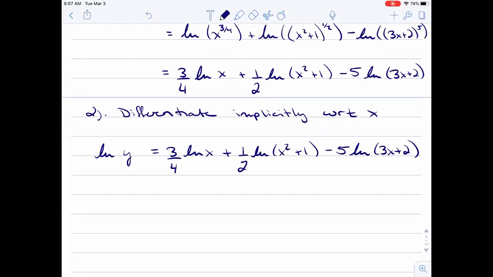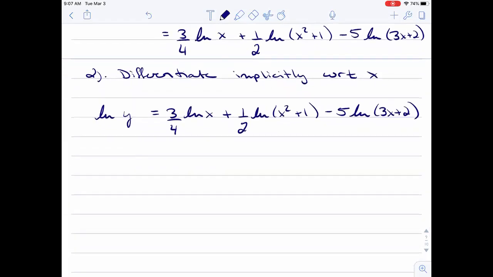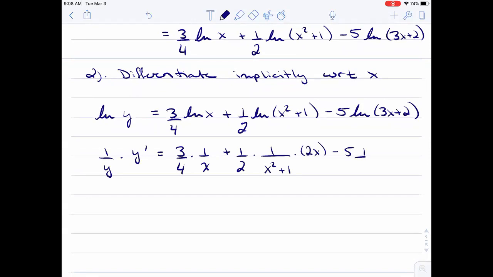If I differentiate with respect to x, right, remembering that y is a function of x, then I get 1 over y times y prime is 3 over 4 times 1 over x plus 1/2 times 1 over x squared plus 1 times the derivative of x squared plus 1, which is just going to be 2x, minus 5 times 1 over 3x plus 2 times the derivative of 3x plus 2, which is just 3.